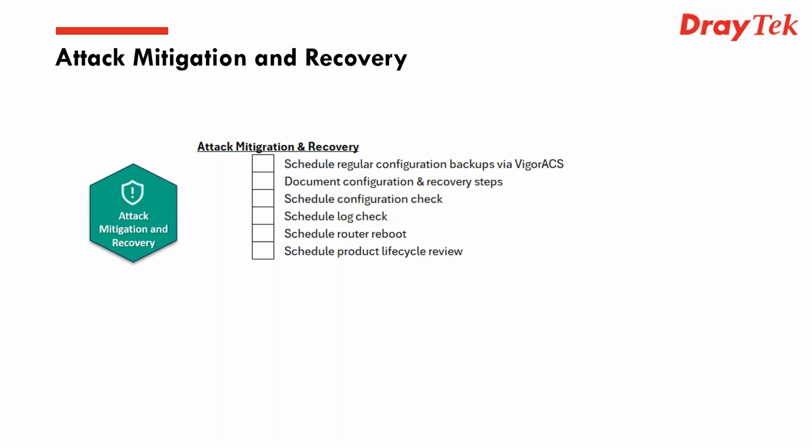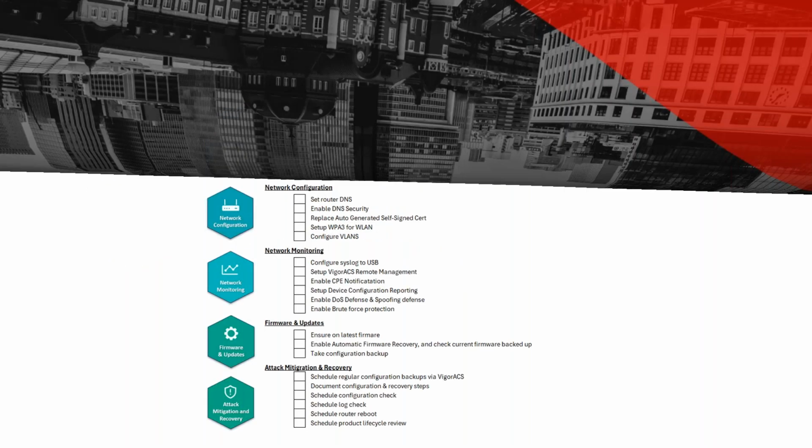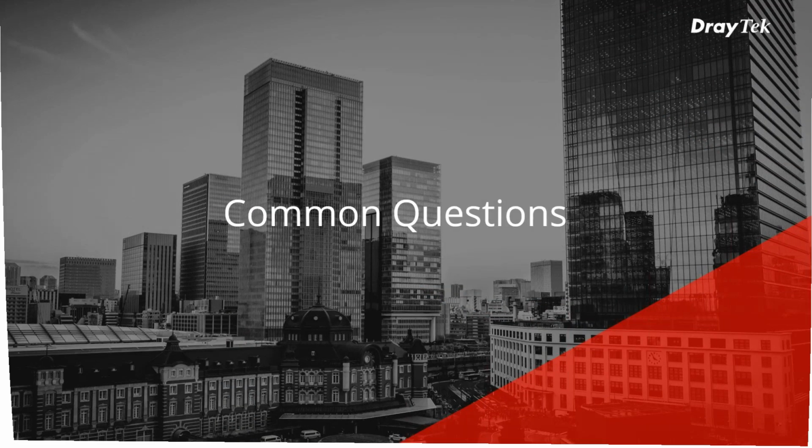Then also scheduling a product lifecycle review is important as well, as part of that, to check that it's still a current product and it's still receiving firmware updates. This is all to do with making sure that it's protected from a cybersecurity point of view. So that's a general overview of the checklist.